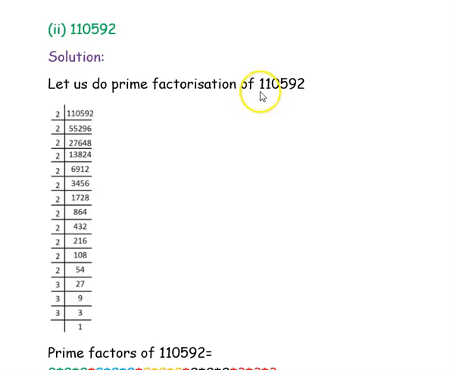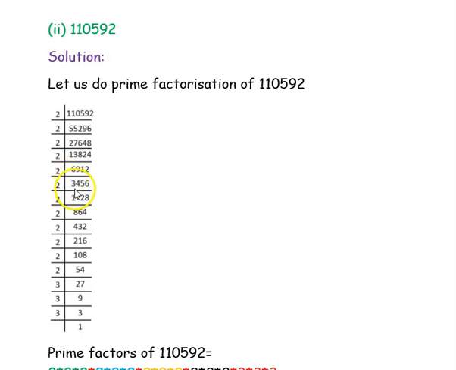The next number given is 110,592. Now we want to do prime factorization for the given number. First I am dividing it by 2. So I get the result as 55,296. Again I am dividing it by 2, so I got 27,648. Again I am dividing by 2, so I got 13,824. Again dividing by 2, I got 6,912.